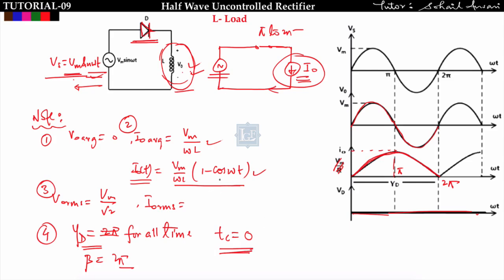Understood? So this concept is very important, that is from 0 to pi output power is positive and from pi to 2 pi output power is negative. Means from 0 to pi the source is delivering power to the load, and from pi to 2 pi the load is delivering power to the source. This concept is very important. You will get lots of numericals based on this, so you have to understand this.